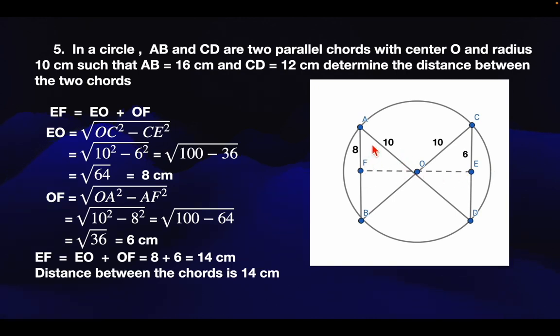First let us take this triangle. First let's find out this distance. This FO is equal to square root of 10 square minus 8 square. So that will be 6 square and this distance is 6. Okay. Similarly for this triangle, this distance will be square root of 10 square minus 6 square. That is 64. Square root of 64, that is 8 centimeter. Okay. So now we have, this is 6, this is 8. So what is FE? 6 plus 8, that is 14 centimeter. So the distance between the two chords is 14 centimeter.